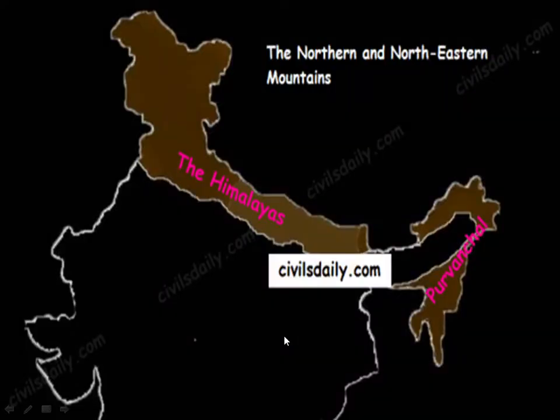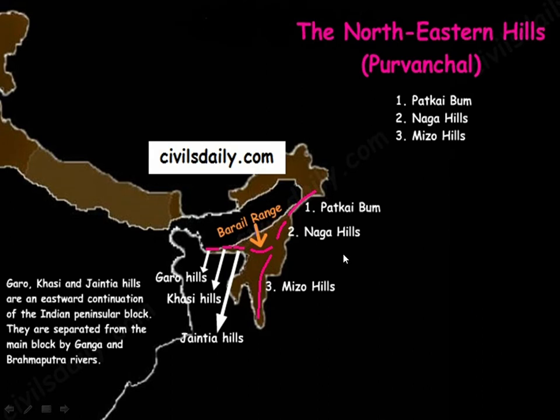That's about the Himalayas. And what about Purvanchal? So Purvanchal is the eastern extension of the Himalayas. You see, the Himalayas we have in the northern part, and in the eastern, northeastern part, we have Purvanchal. In Purvanchal we have so many important hills: Patkai Bum Hills, Naga Hills, Mizo Hills, and we also have Manipur here. See here, Manipur Hills, Tripura Hills. And you see these three hills continuously: Garo Hills, Khasi Hills, Jaintia Hills.